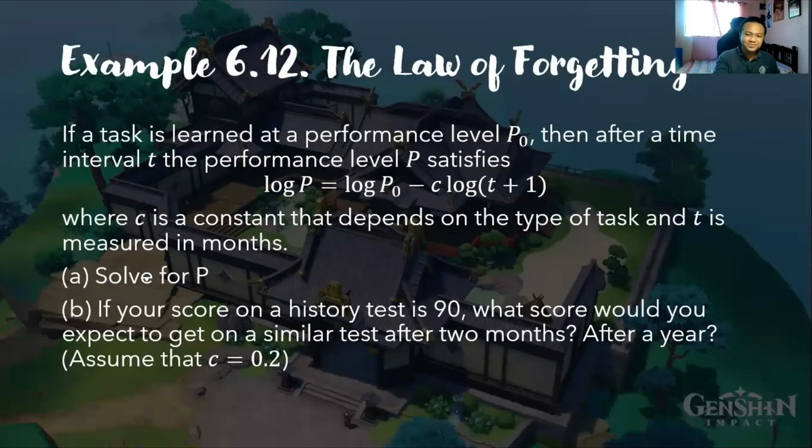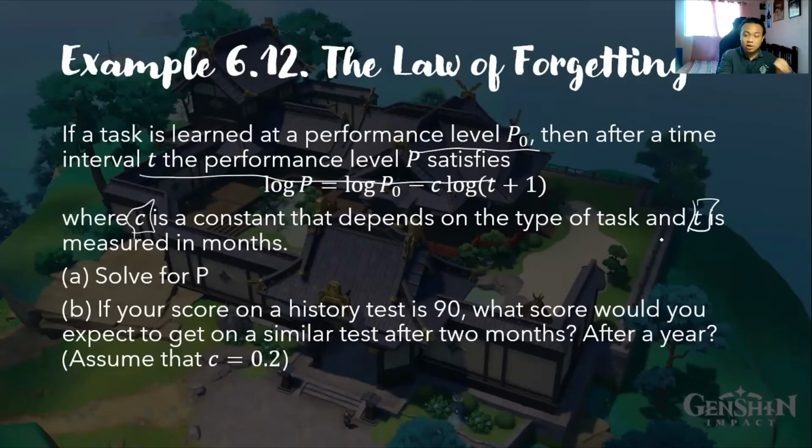Okay? So the task is learned, the performance level is P0, right? And after a time interval, the performance level P satisfies the formula. C depends on the type of task, meaning if it is learning, if it is cleaning, if it is something that you want to learn repeatedly, right? So it depends. And T is measured in months. It is important that T is in months.